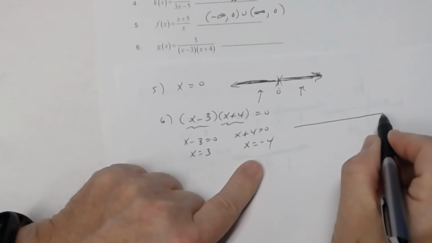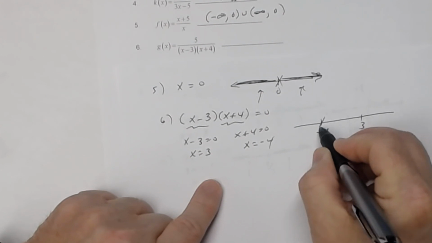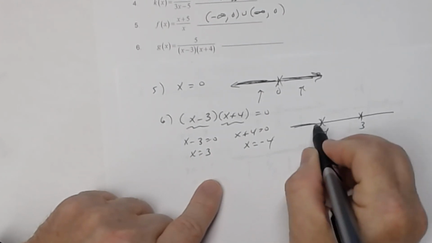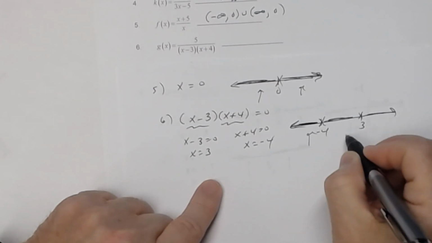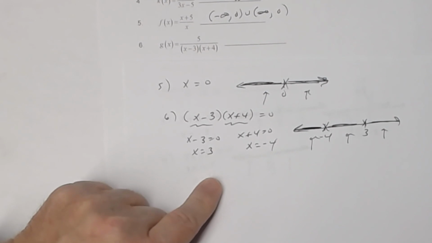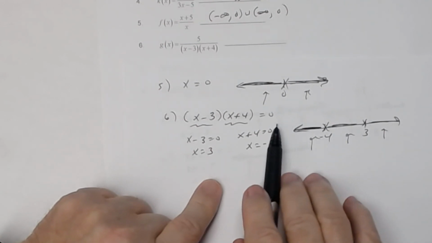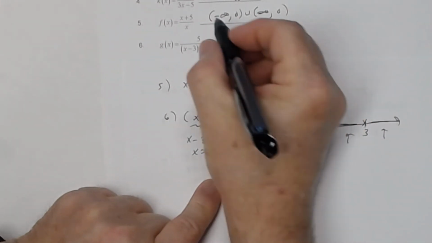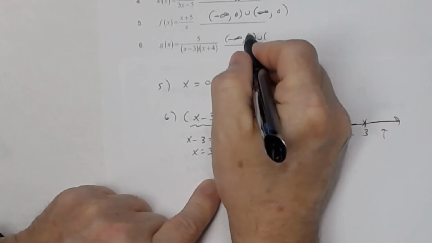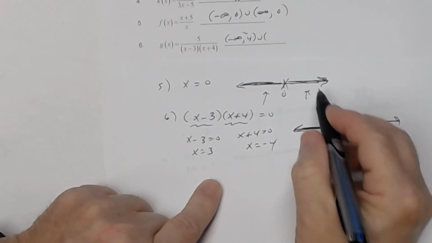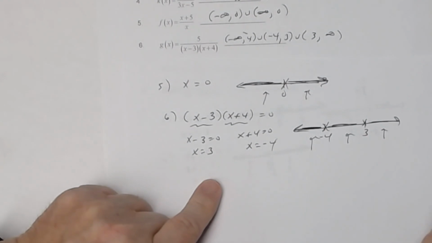So you're going to put both of those on the number line. Make sure you put them in order. So negative 4 is to the left of 3. Cross them out like I'm doing, and notice that these two restrictions divide the number line into 3 intervals this time. So instead of 2 intervals, this one's going to have 3. So you go from left to right: negative infinity to negative 4, union, negative 4 to 3, and then union 3 to infinity.